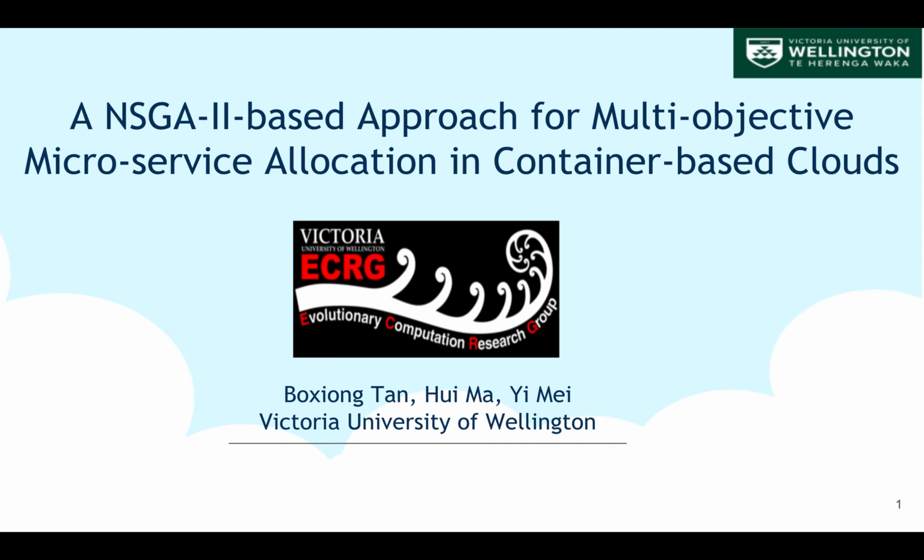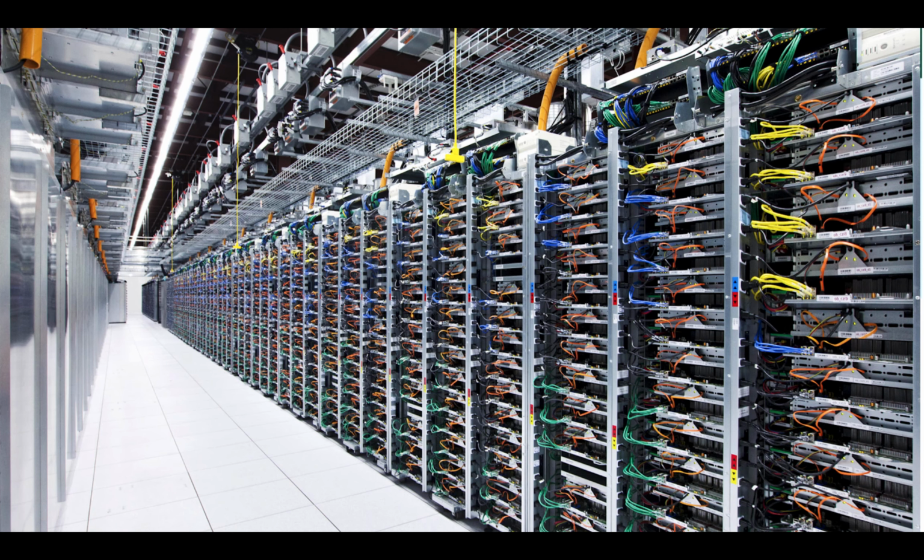Today I'm going to talk about my CCGrid paper, an NSGA-II-based approach for multi-objective microservice allocation in container-based clouds. The typical data center runs tens of thousands of servers. Among them, millions of applications are providing the service to the world. Unfortunately, these servers are not fully utilized.